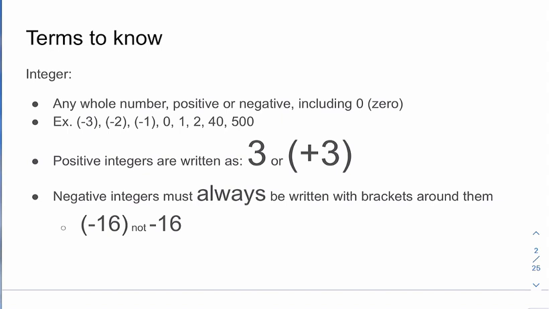Now you'll notice here on the negative numbers, I have brackets around those. Very important: negative numbers always have brackets, no matter what. Put those in brackets. Positive integers are written as just the 3, or if you want to put the positive sign, you can write a positive 3 like that as well. Again, though, if you put the positive sign, you have to have the brackets there.